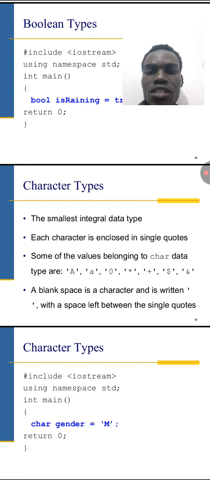Now let's go to character types. It is the smallest integral data type. Each character is enclosed in single quotes. Some of the values belong to char data types. We have the letter A in single quotes, and then numbers, and some operators such as the asterisk, the plus, the dollar sign, and so on.